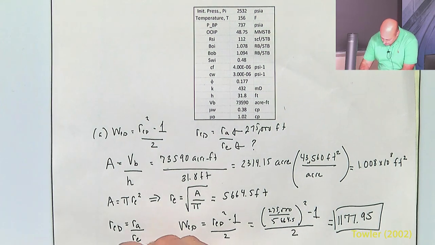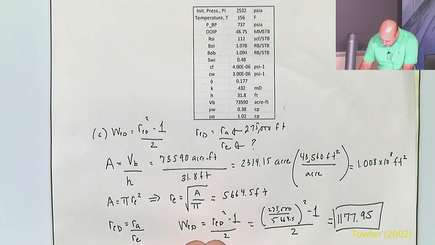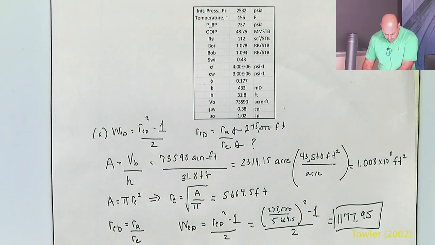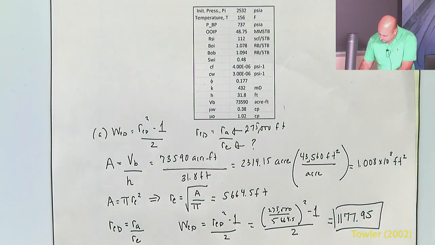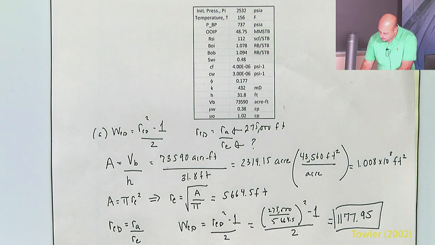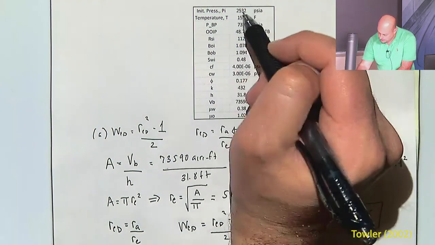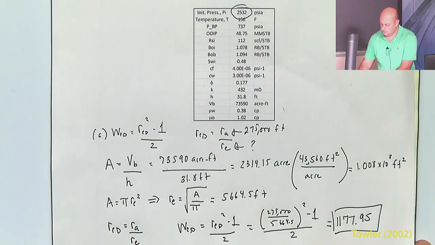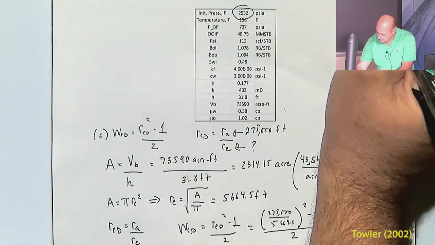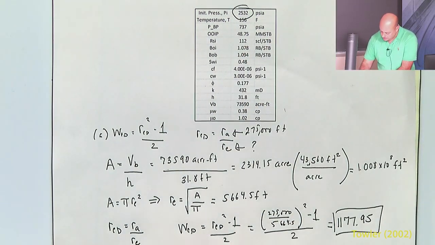And WE is equal to WED U times (PI minus PA). And so we know WED, that's given. The initial pressure is given as 2532. PA is given as 2430. The only thing we need to do is calculate U.